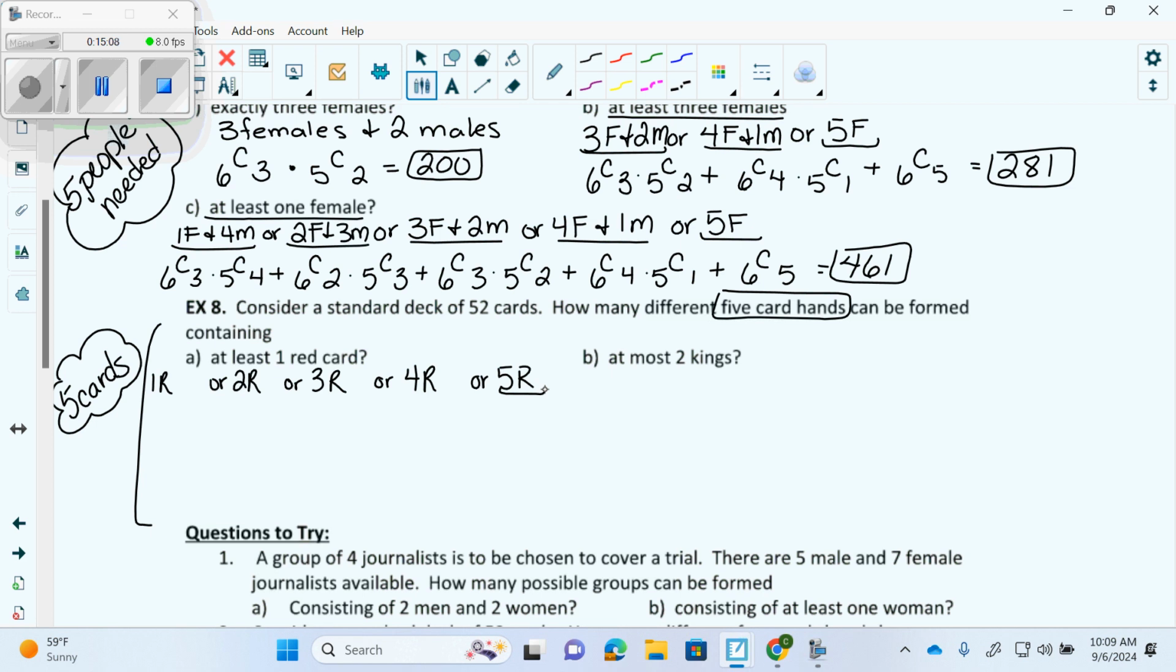What's the opposite of red? Black in a card deck. Or I could just say not red, correct? The other part just needs to be not red. So I can go 1 red and 4 not red. Not red, you can use a complement symbol like that if you'd like. Or you can just say not red. I don't have a lot of space. Or you could say black in this one, because the opposite is black. We agree? So 1 red, 4 black, 2 red, 3 black.